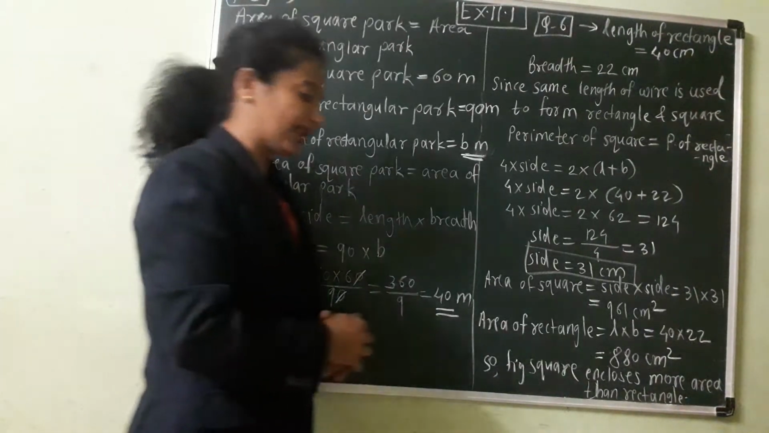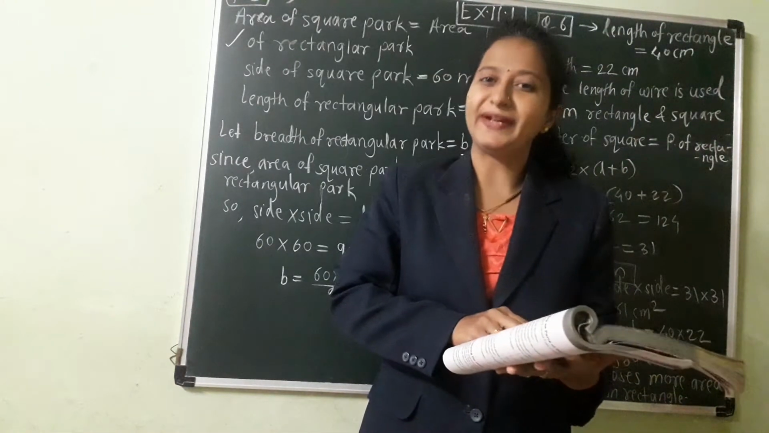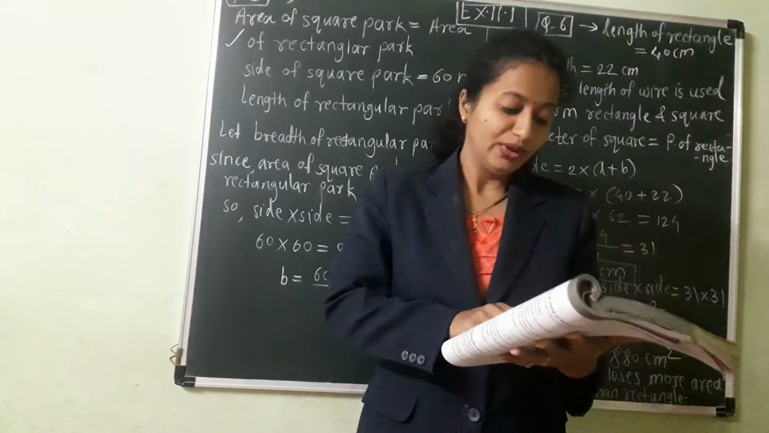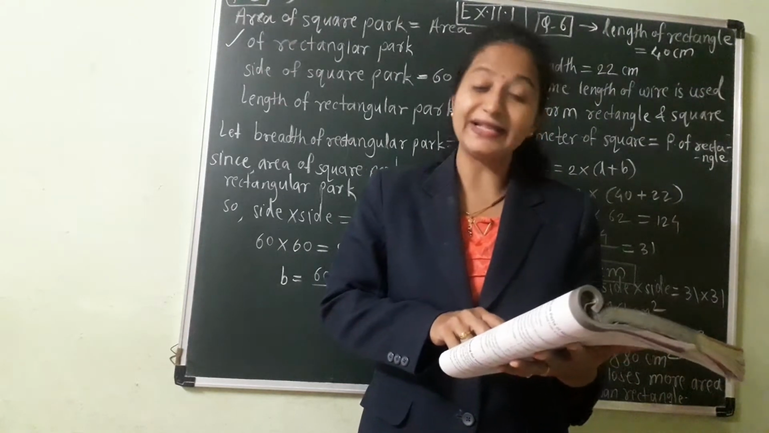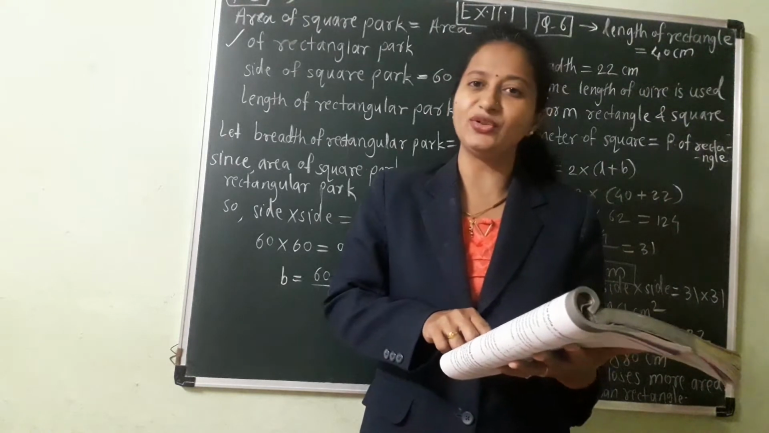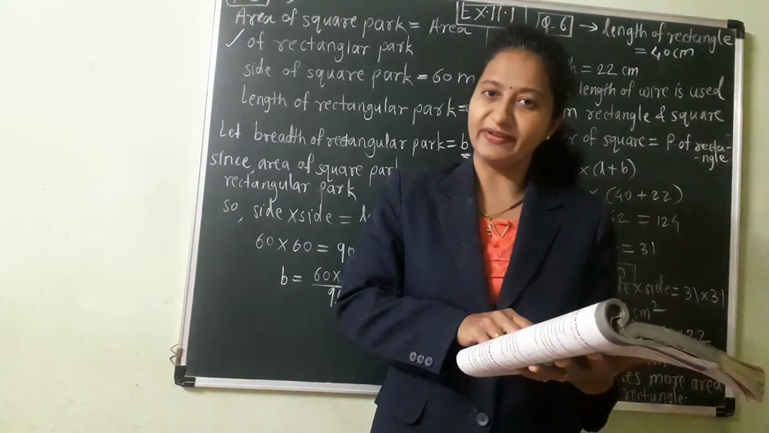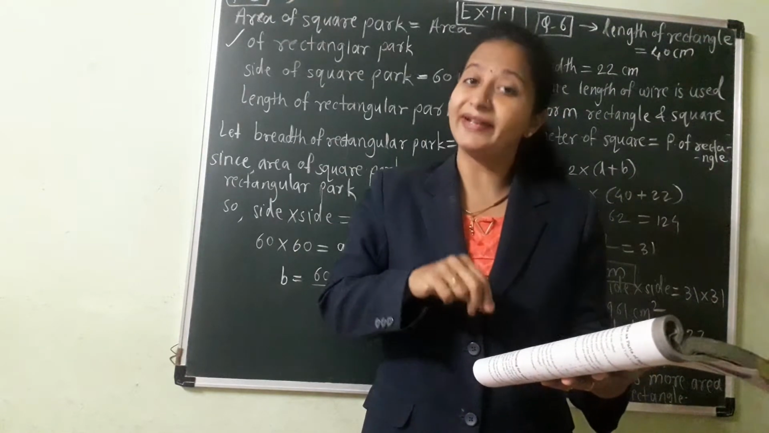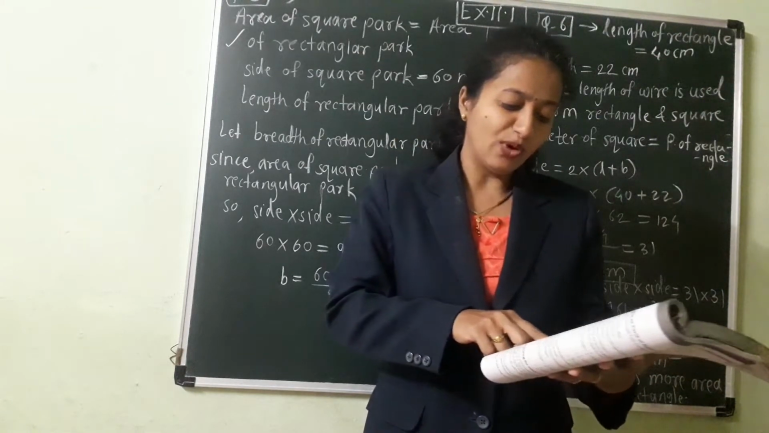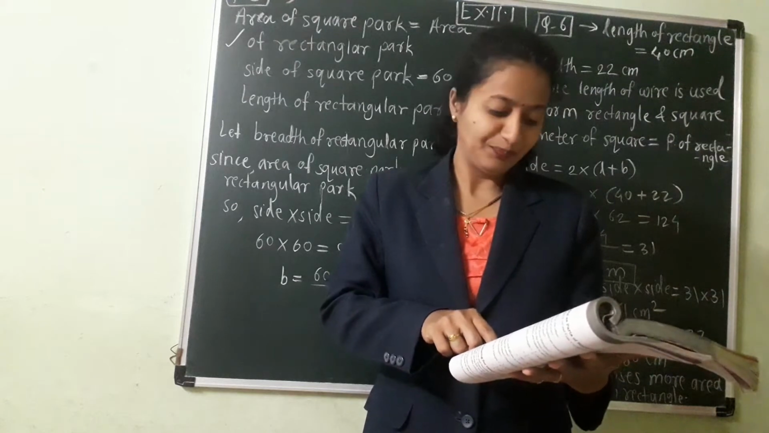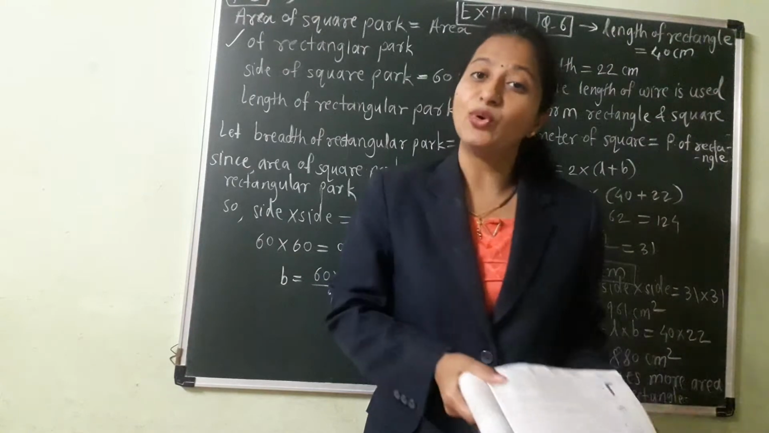Now the next question, question number 6. A wire is in the shape of a rectangle and its length is 40 centimeter and breadth is 22 centimeter. If the same wire is rebent in the shape of a square, first bent into the rectangular shape and again bent into a square shape, then what will be the measure of each side? Also we have to find which shape encloses more area.